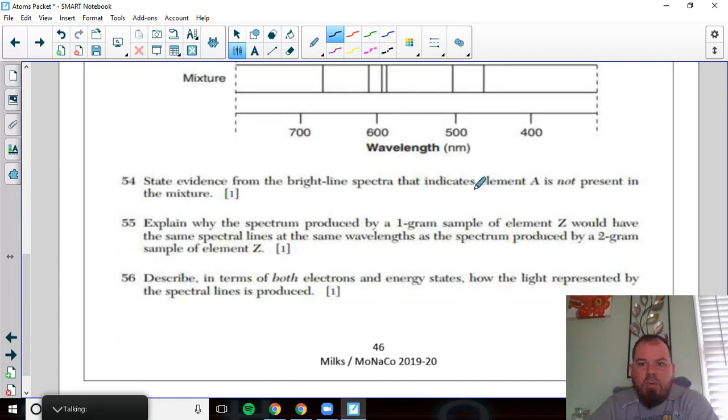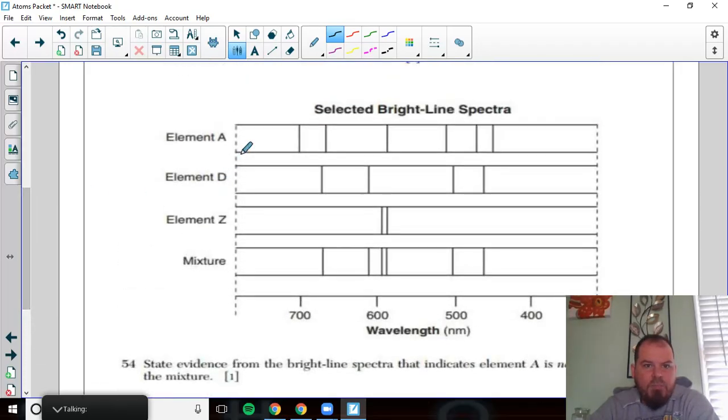Evidence from the bright line spectra that A is not present. Well, let me go to A, and I see here's element A, and here's the mixture. And notice this line is not in my mixture. That line must be there. A lot of these other lines are really close, right? This is the one that really stands out. So literally, the band at approximately 700 nanometers is missing.